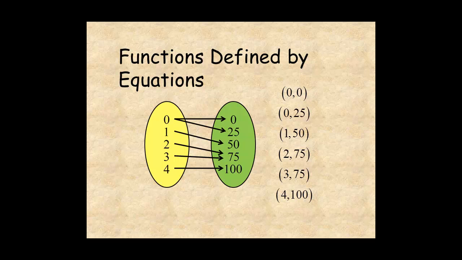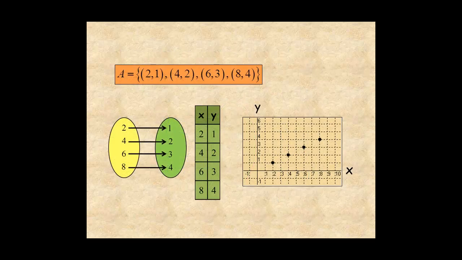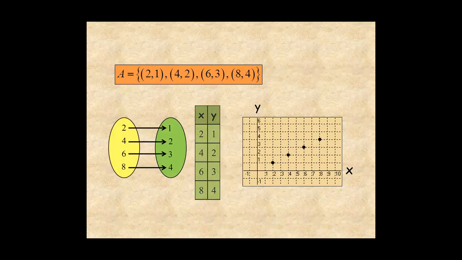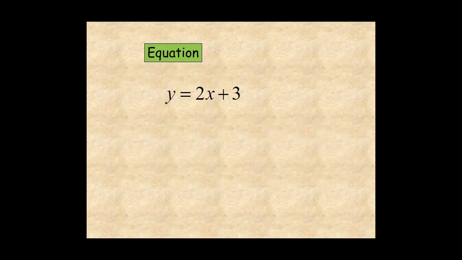This lesson helps you understand functions that are defined by equations. In previous lessons, you learned a relation can be defined or represented by a list of ordered pairs, a mapping diagram, a table of values, or by a graph. A relation can also be defined by an equation.